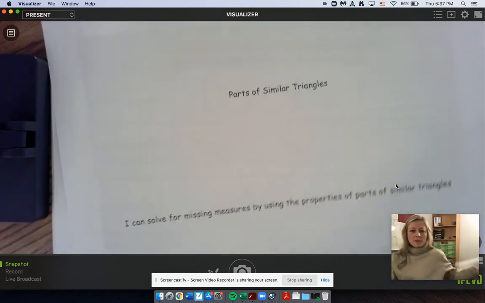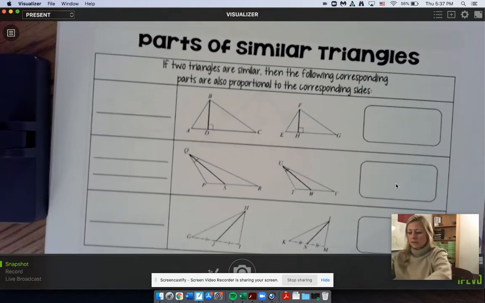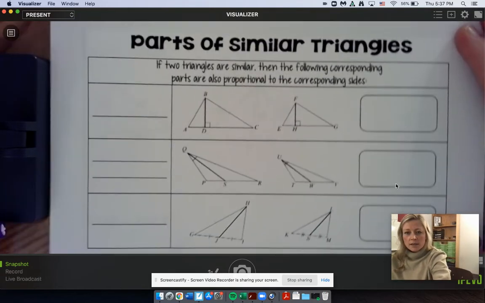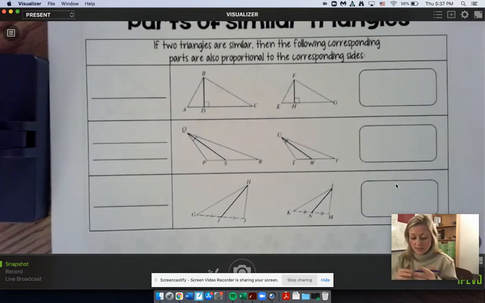Okay, so this should be the first part of your notes here. Parts of similar triangles. It's been a while since we talked about these things, and we also talked about it during distance learning. I can't promise that I was the best teacher during that time, so let's hope that this is as painless as possible.